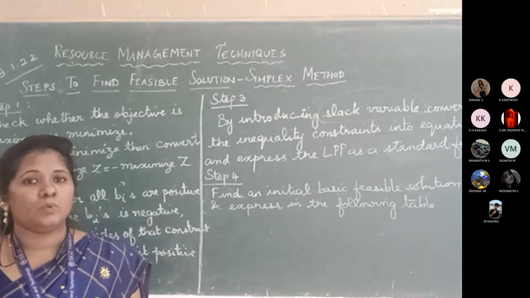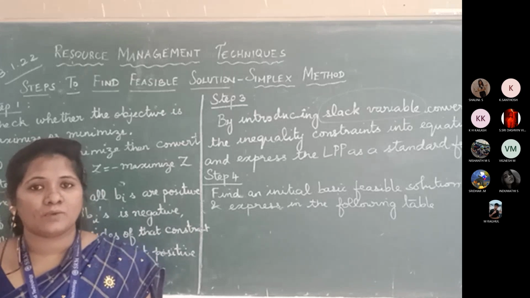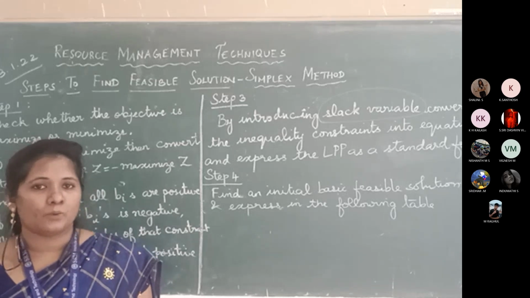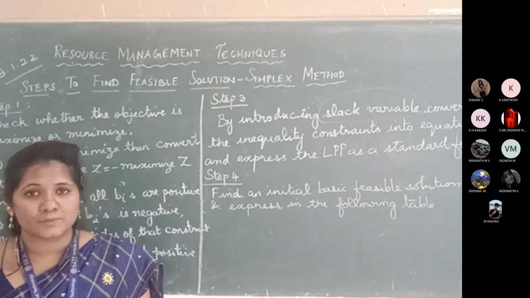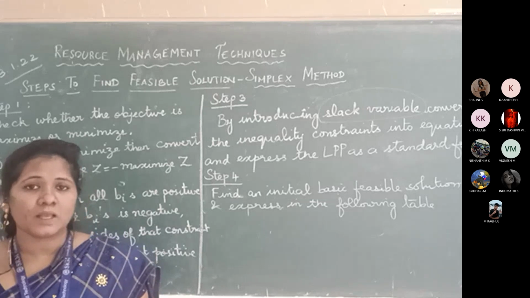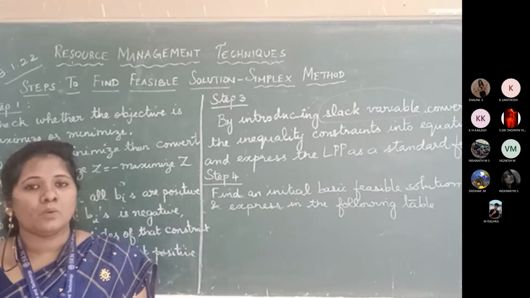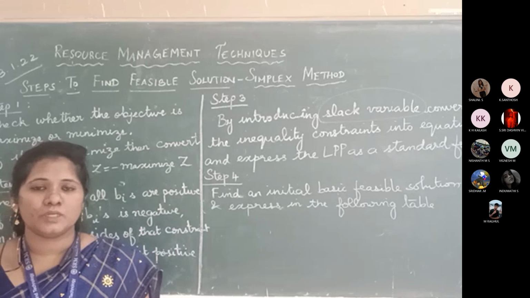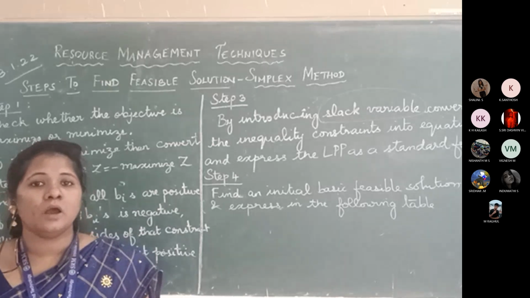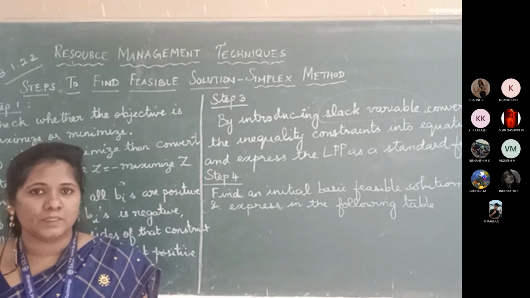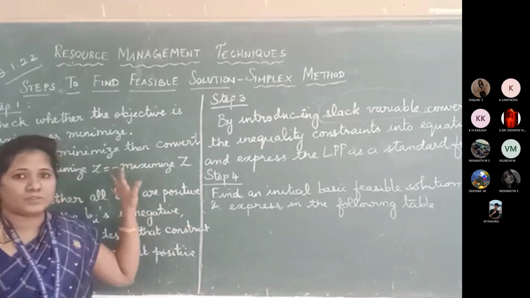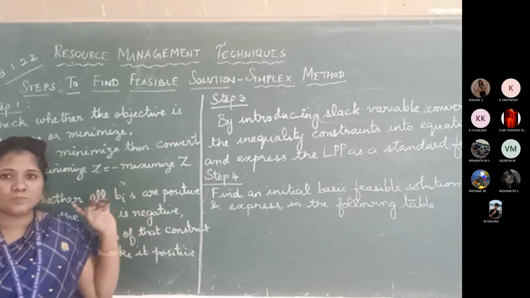So for your slack variable, what you need to have is a maximization function, so that you will substitute your slack variable. After doing your step 3, you'll have to find out your initial basic feasible solution. For that, you have to find out the table. For that, I will write it on this side. So I will drop your step 1, step 2.